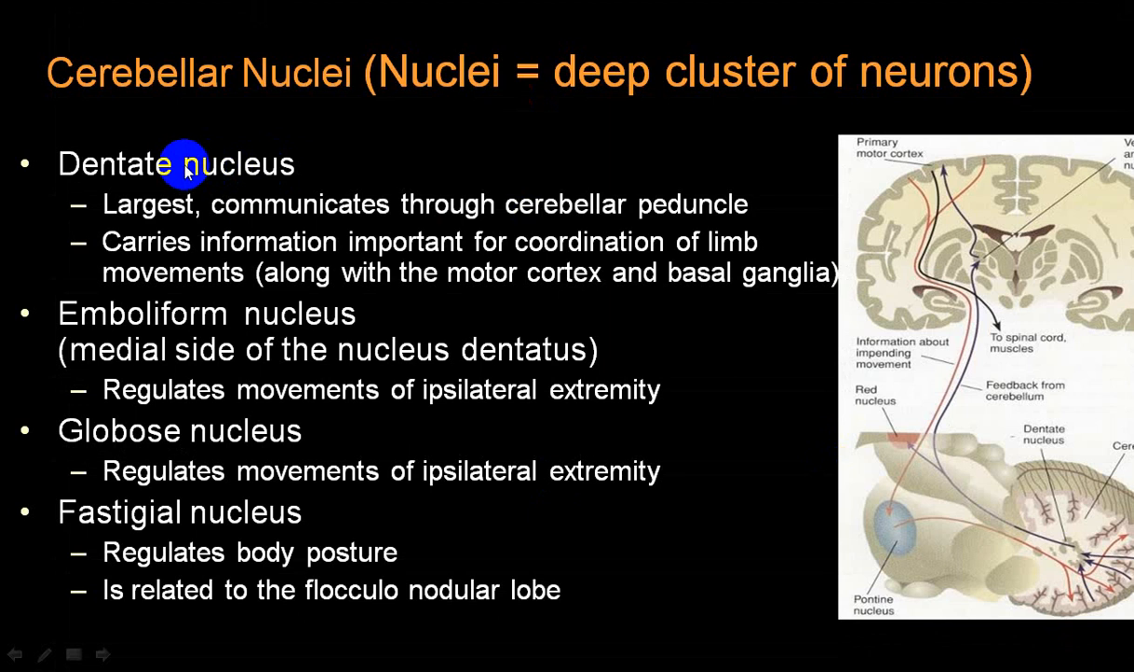Dentate nucleus is the largest nucleus. It is important for coordination of limb movements, while emboliform nucleus is for regulation of ipsilateral extremity. Globose also regulates the movement of ipsilateral extremities, while fastigial nucleus is related to the flocculonodular lobe, so it is concerned with maintenance of posture and balance.